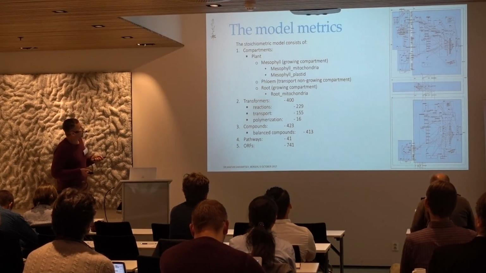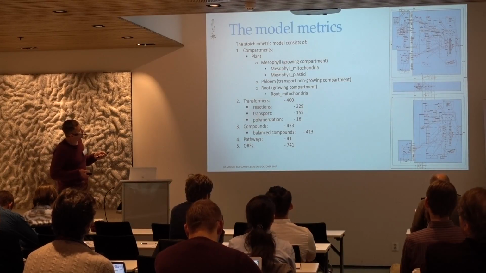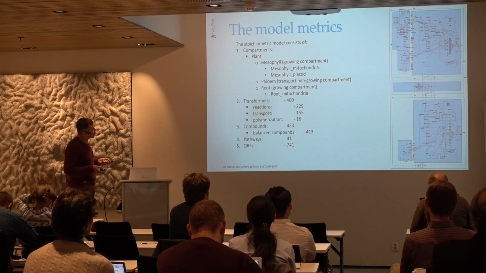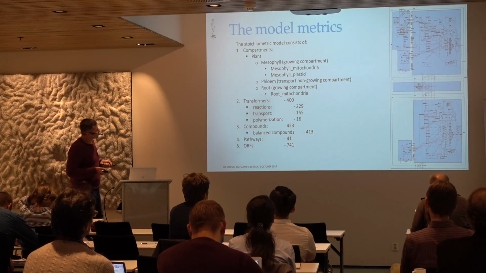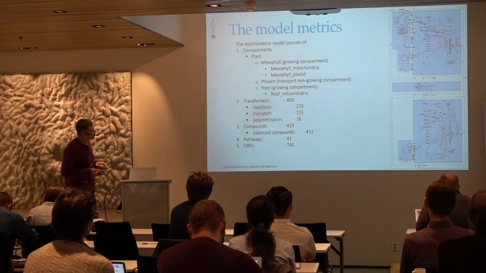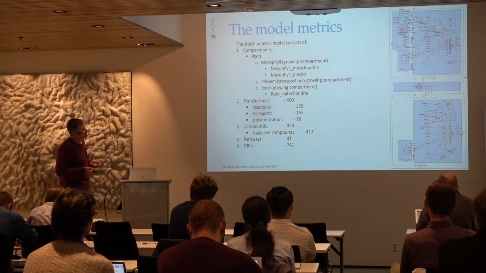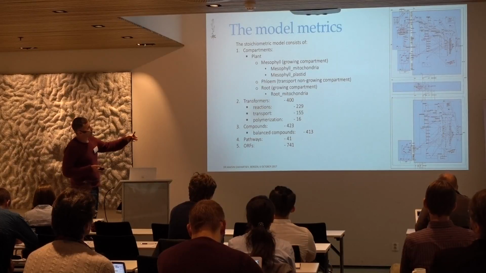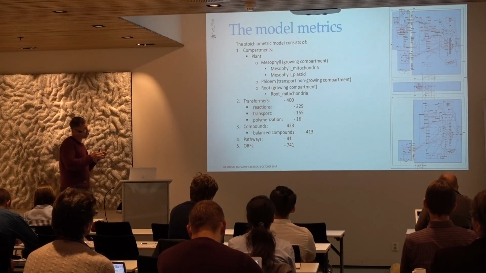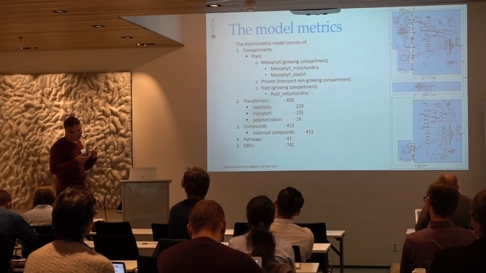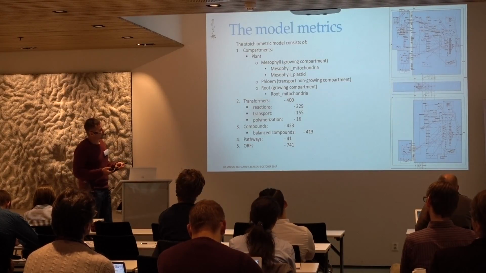Finally, we developed the three-compartmental model, which consists of mesophyll, root, and phloem, and several subcompartments in each tissue. Overall, we had 400 transformers, 413 balanced compounds, 41 pathways, and nearly 750 genes annotated for this model. Into this model, we have taken only those metabolic reactions which contribute to the formation of the primary metabolites and the formation of the biomass.